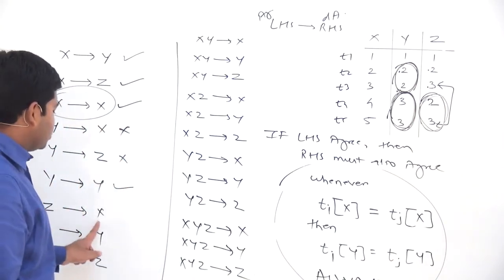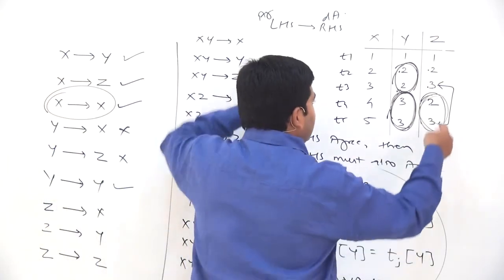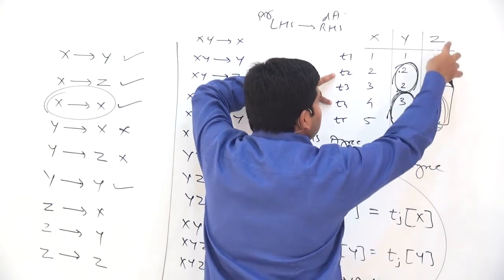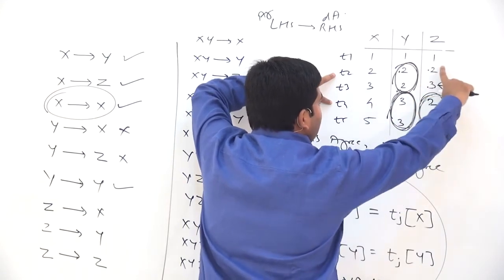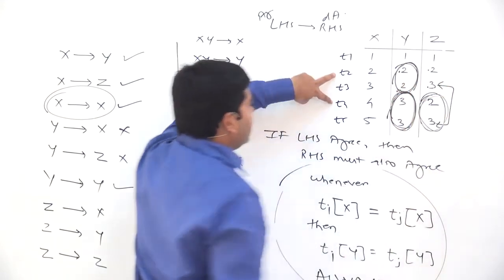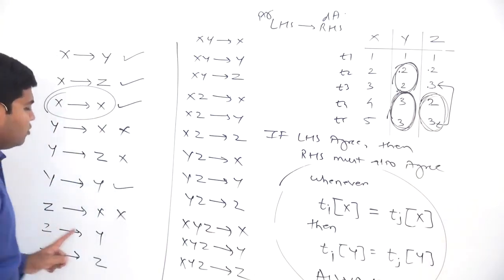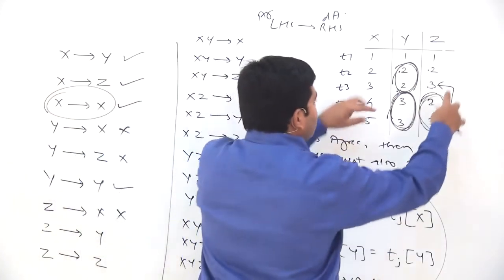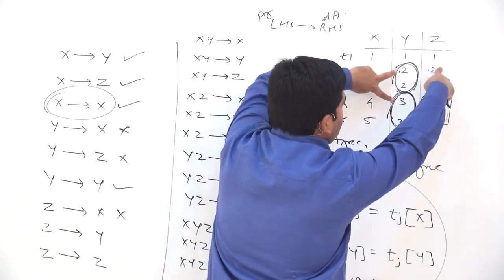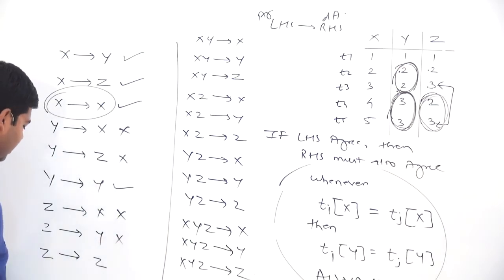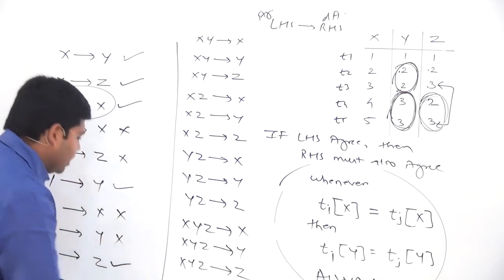Similarly, does z give x or not? Let us check. Now there is an agreement between T2 and T4 on z. So there is an agreement on the left hand side but disagreement on the right hand side, and therefore z gives x is invalid. Similarly, we will check z gives y. So again there is an agreement on the left hand side but a disagreement on the right hand side, therefore this FD will become invalid. z gives z is trivial, therefore valid.